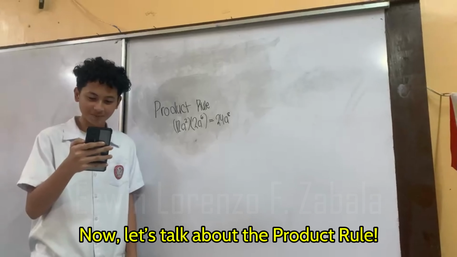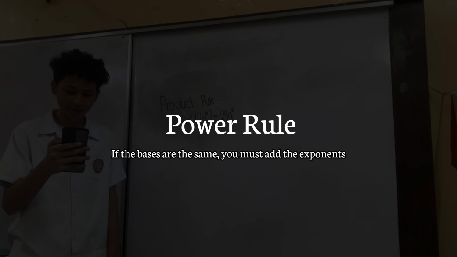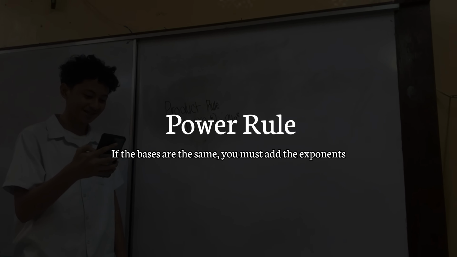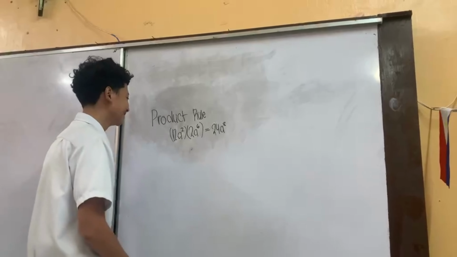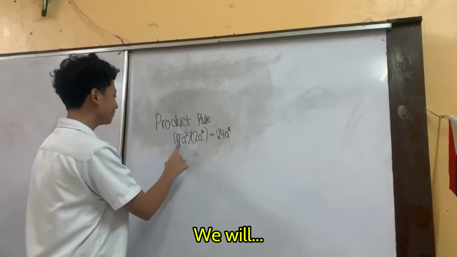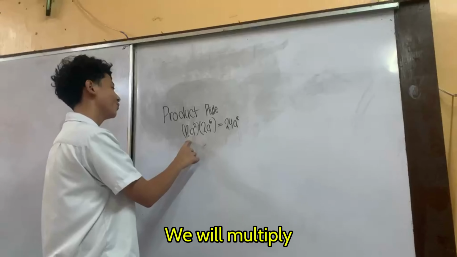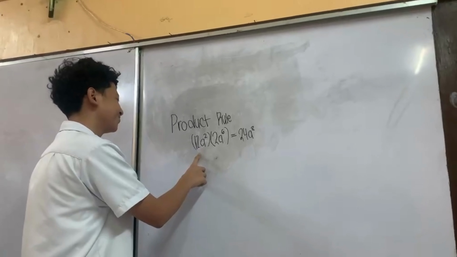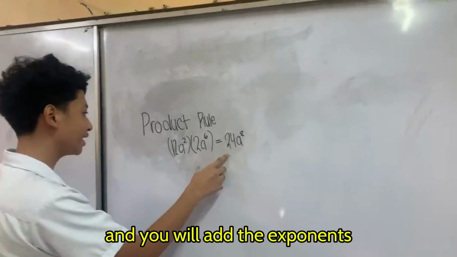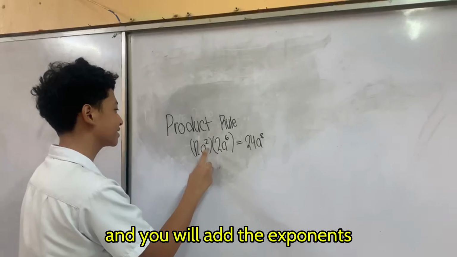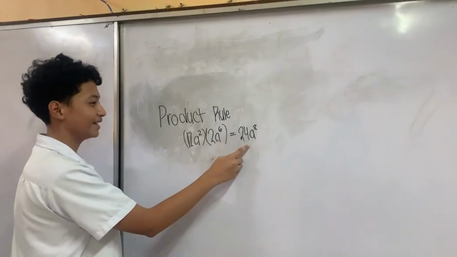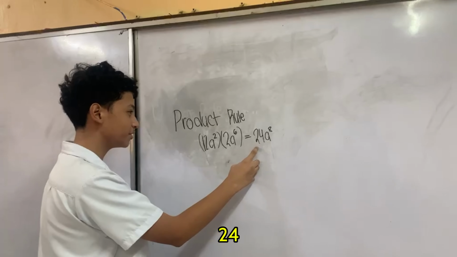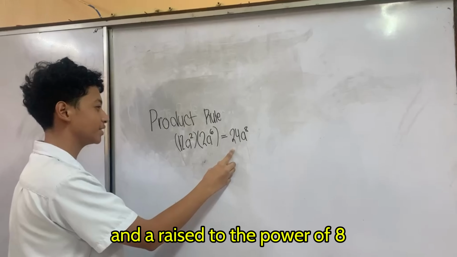Now let's talk about the product rule. If the bases are the same, you must add the exponents. You can always use this trick when the bases are the same, and apply it this way. So we will multiply 1 a 2. So you will have 24 and you will add the exponents. And it will be a to the power of 3. So the final product will be 34 and a raised to power 3.